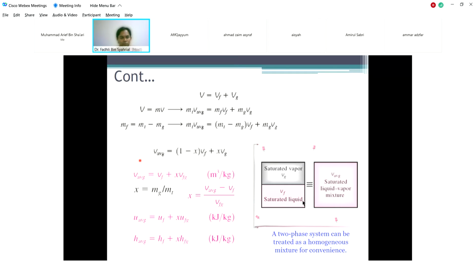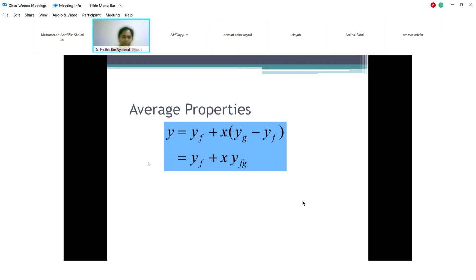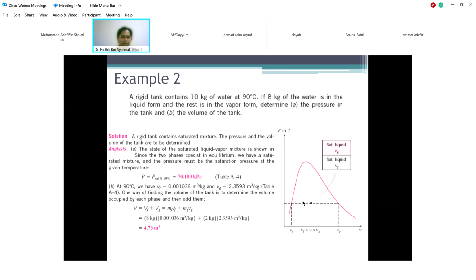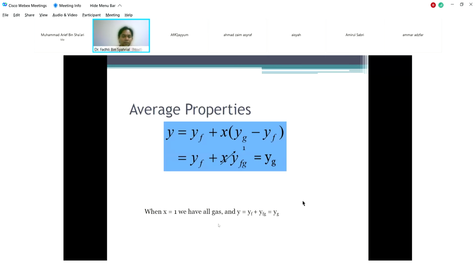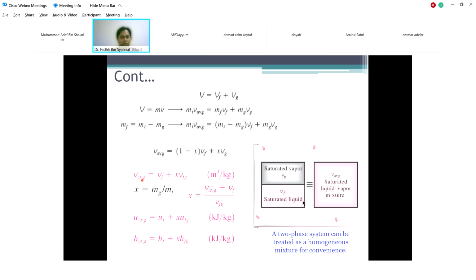Once you have this value, transfer here. Okay, 10 times your specific volume, this value. Then you will get 4.735. This is another way on how to solve this question. But the way that I explained just now is based on what we have learned here. Based on my experience, this is the simplest way.